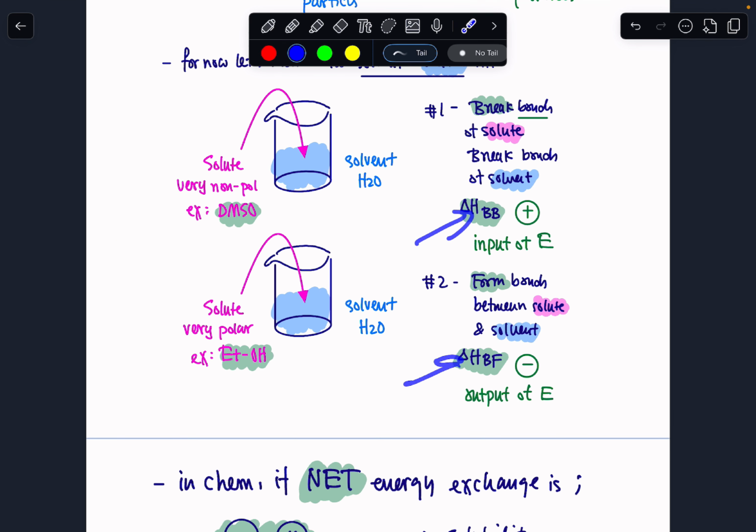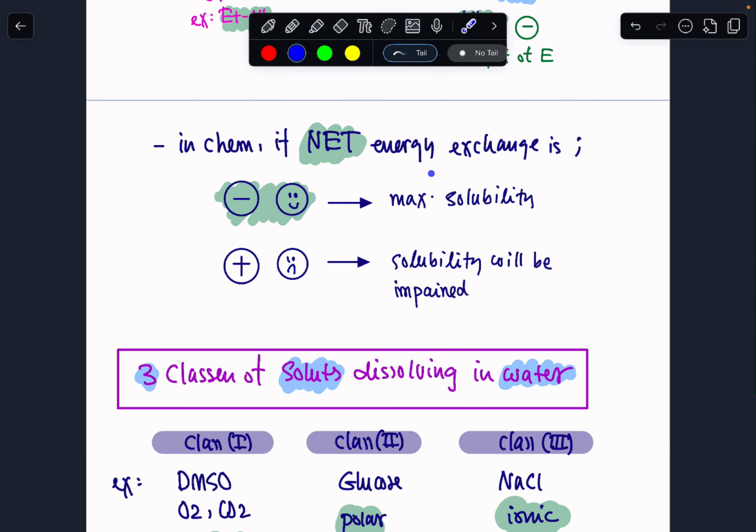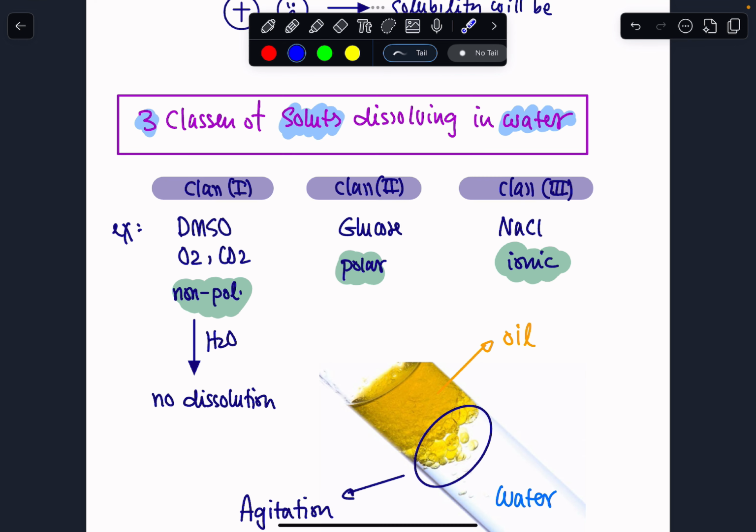In grade 12, you folks learn about delta H. This is also another summary. So if your net exchange of energy is negative, then you're going to get solubility. In fact, the larger the negative number, the more solubility you will have. And if your net exchange is positive, it will not dissolve. So that's the first thing I wanted to cover.